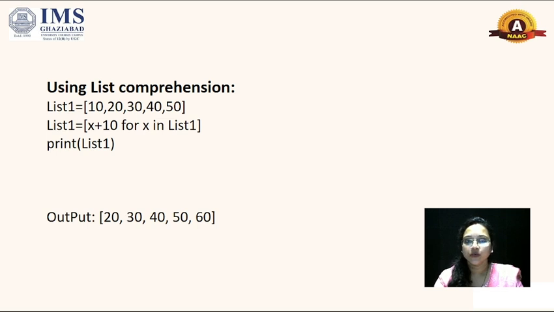And you will get your desired output. What do you want to get? You want to get 20, 30, 40, 50 and 60, because the existing list had the values 10, 20, 30, 40, 50. So using this simple line, this simple code, you can get your desired output.